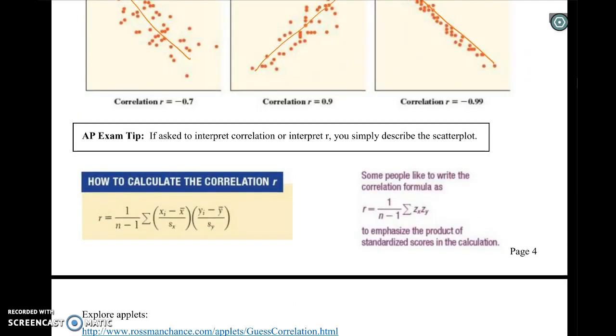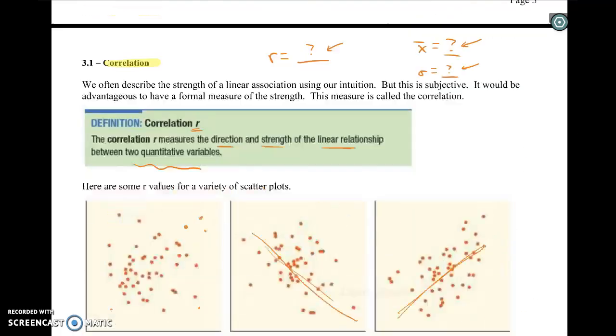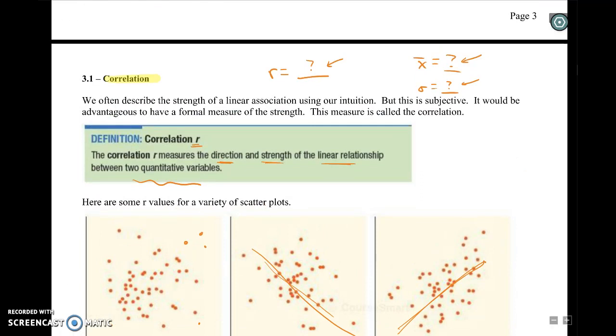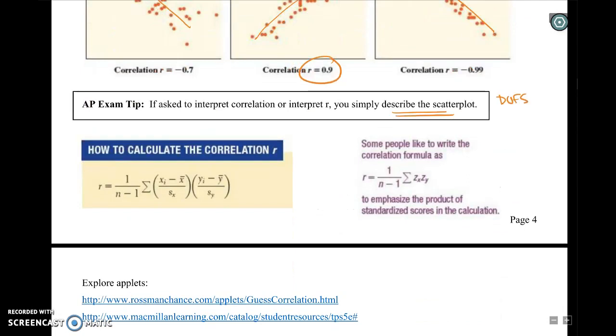Exam tip. If asked to interpret the correlation or interpret R, you simply describe the scatter plot. That's using your DUFs. Sometimes kids will see R value is 0.9 and they want to interpret the 0.9 like 0.9 units of something. It's not. Just basically describe the linear relationship with strength and direction. That's how you interpret R.